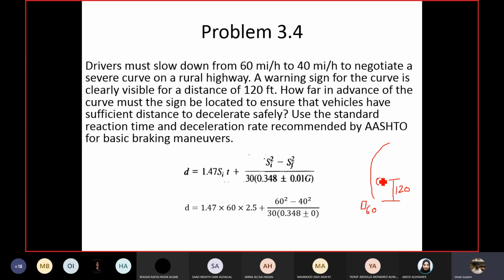Now this sign must be placed before the curve, right? This sign must be placed before the curve. So let's say this is the start of the curve. Now they are asking how much should be this distance. How much should be this distance? The distance between the sign and the curve. So we want to know how far in advance of the curve the sign should be placed. From the driver, when he is at 60, when he enters the curve, his speed should turn to 40, right? His speed should turn from 60 to 40.